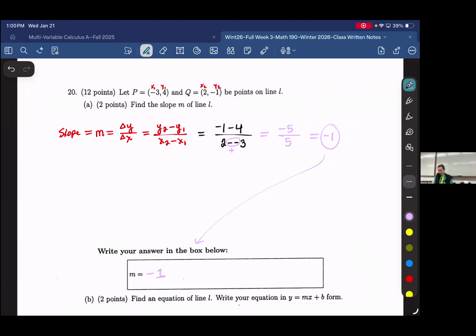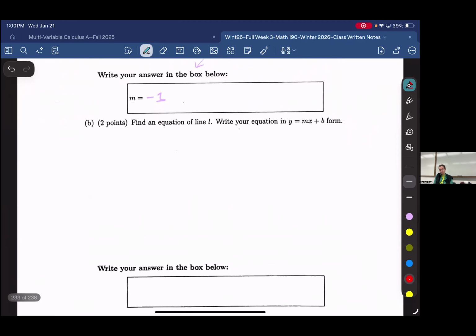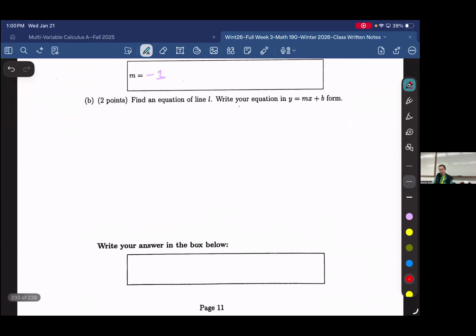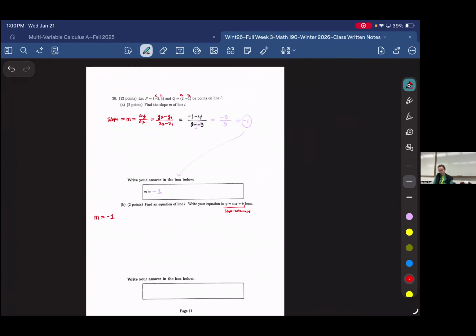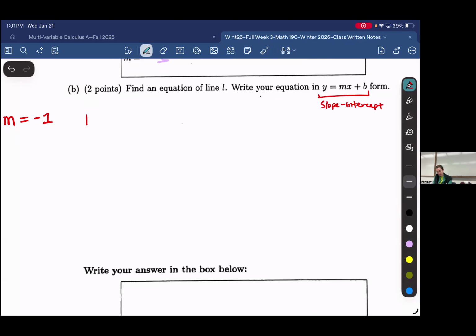That was part A. Now part B is asking us to find an equation of line L and to write it in our slope-intercept form. So we're going to have to utilize our point slope form first. I'm going to write part A's result. Our slope is equal to -1. And they don't give us the y-intercept, so yeah, we need to use point slope form in order to convert it into slope-intercept.